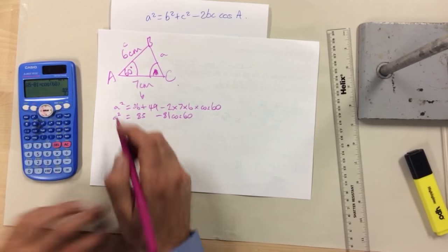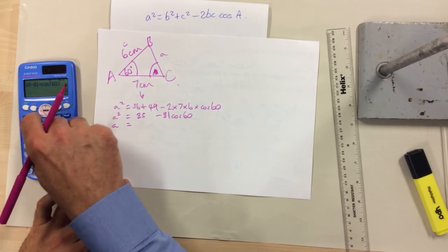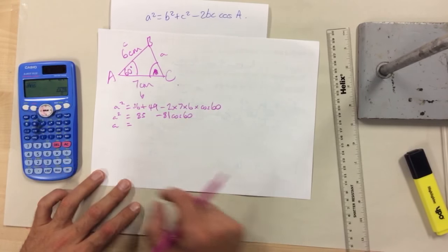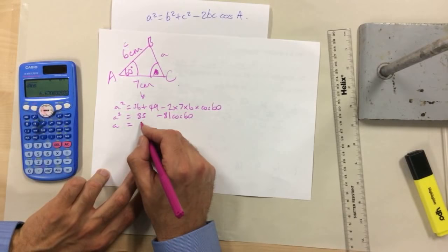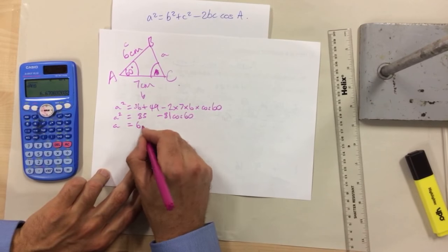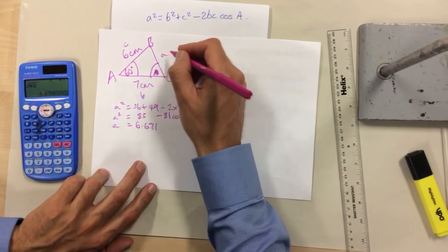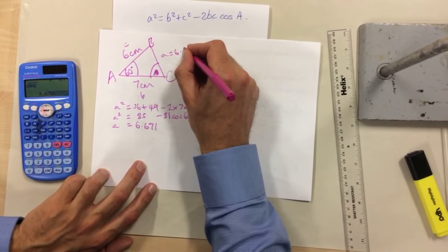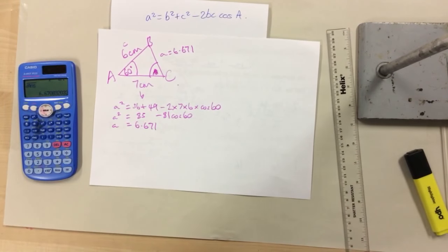I need to square root that because I've got a squared. So square rooting that, square root answer equals. I'm going to take that to 4 significant figures because I'm going to have to use that value again. So we've got 6.557 as side A.